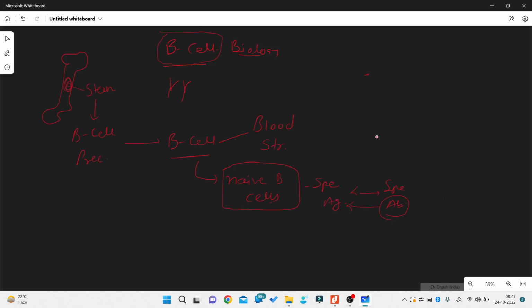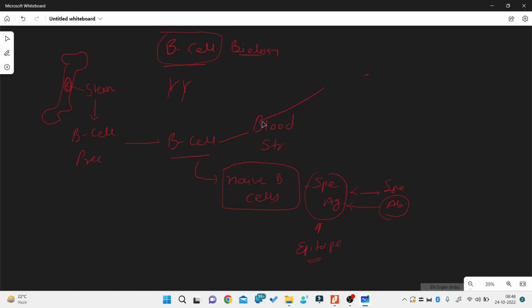So the story of the B cell starts from stem cells. This stem cell is converted into the B cell precursor, from the B cell precursor to the mature B cell, and when this mature B cell comes into contact with the antigen, particularly here we use the term epitope, right? Epitope specific antibodies will be produced by this B cell. So the whole mechanism is very important to understand, right?